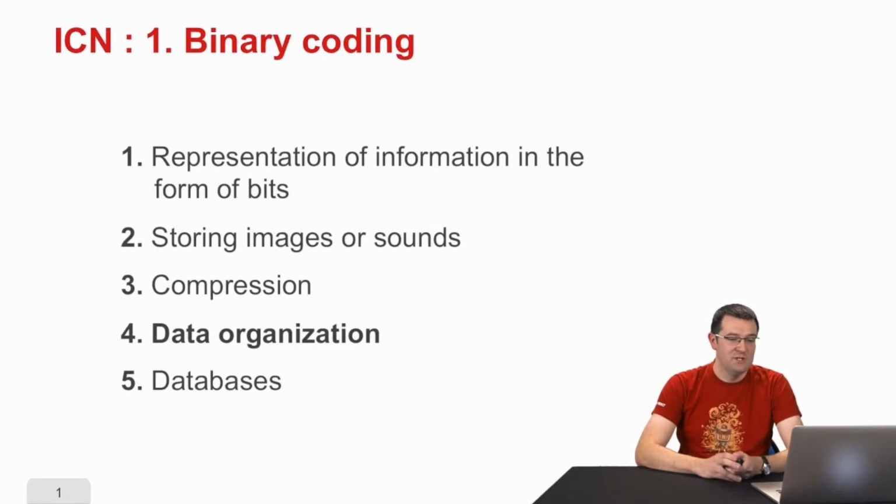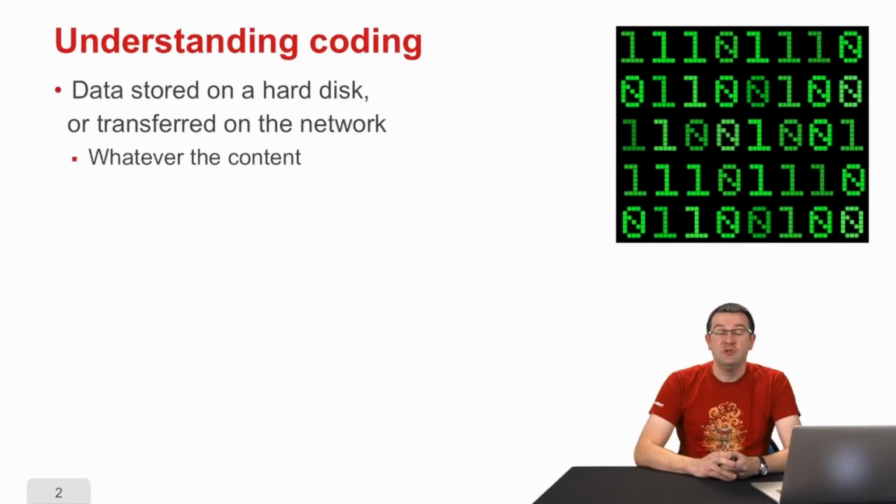We will talk about data organization. We saw how to represent data in the form of bits, numbers, images or sounds. Now, let's see how to store them, concretely, and how to organize them. Data is stored in a RAM, on the hard drive, and transferred to the network.